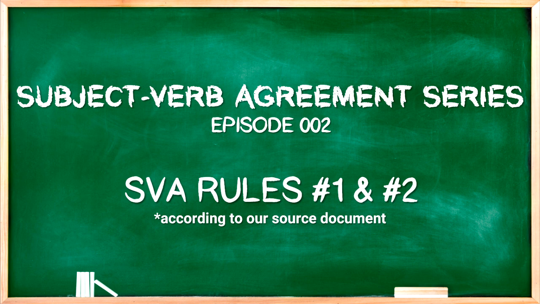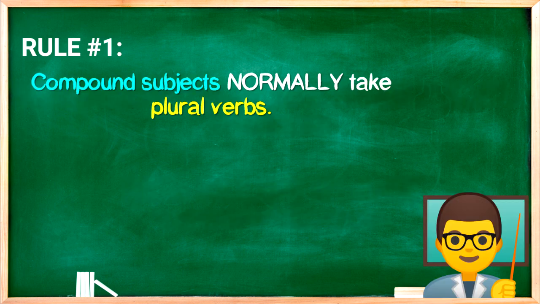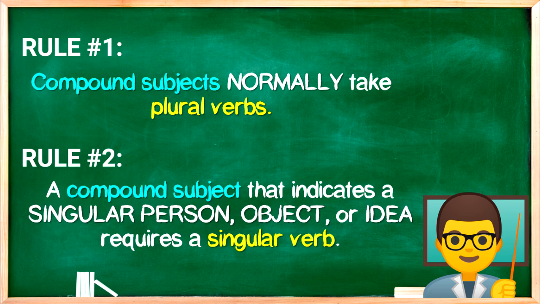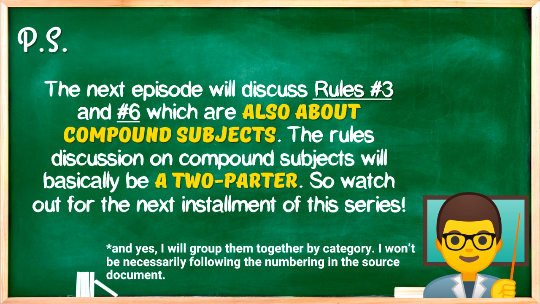In this episode, we are going to discuss rules 1 and 2 from our source document. Rule number 1 is compound subjects normally take plural verbs, and rule number 2 is a compound subject that indicates a singular person, object, or idea requires a singular verb. P.S. The next episode will discuss rules number 3 and number 6, which are also about compound subjects. The rules discussion on compound subjects will basically be a two-parter, so watch out for the next installment of this series.